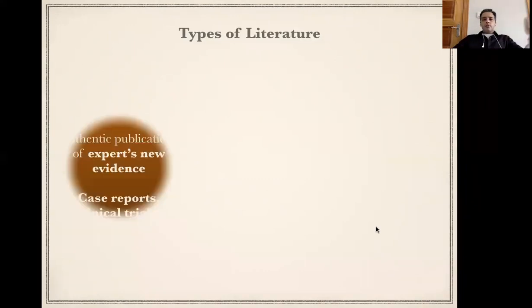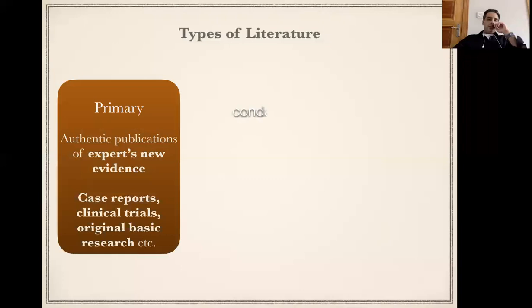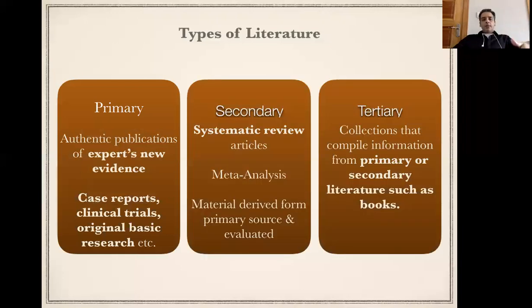Very quickly, there are three types of literature. We've got primary, secondary, and tertiary. The primary is the original publications that come to you: case reports, clinical trials, original basic research, etc. Secondary is the review articles and meta-analyses. These are sources which are derived from the primary sources. And the third one is your tertiary sources, which is a combination of primary and secondary, in which you have your textbooks and all these things.